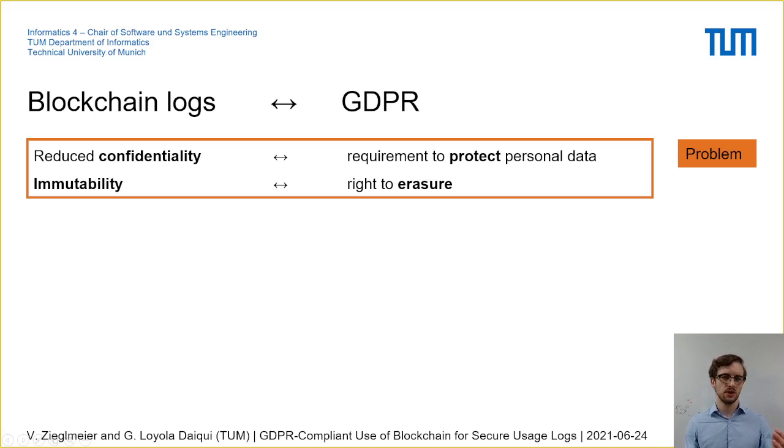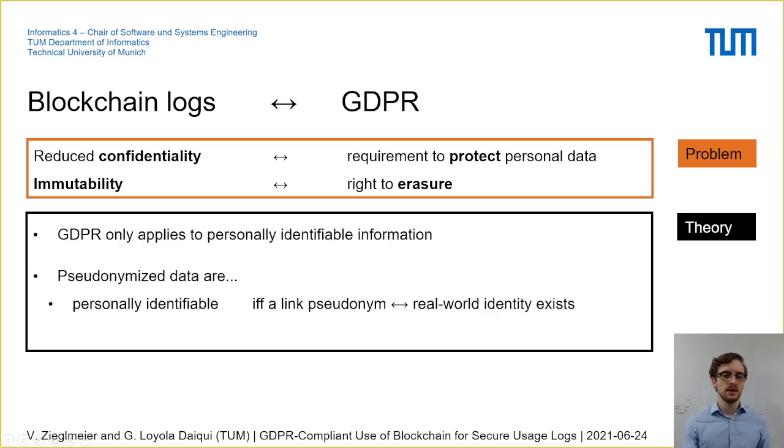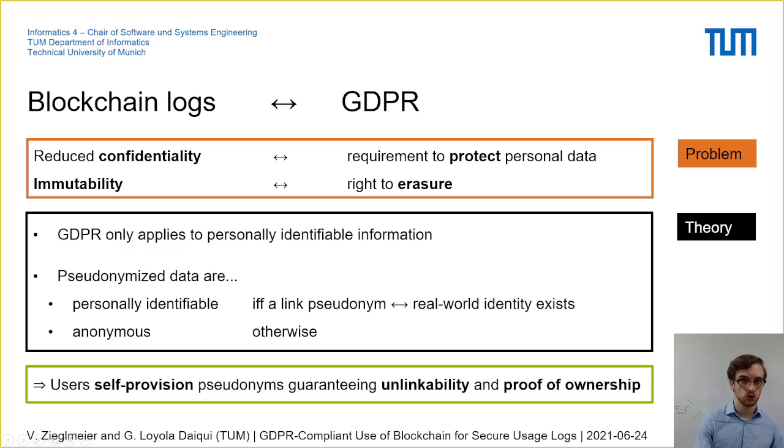Now we theorize. The GDPR only applies to personally identifiable information. Pseudonymized data are personally identifiable only if a link between the pseudonym and the real-world identity exists. That means they are anonymous otherwise. And of course, by extension, GDPR does not apply anymore as soon as they are anonymous. That means our solution: we allow users to self-provision pseudonyms, one-time pseudonyms, guaranteeing unlinkability and proof of ownership.